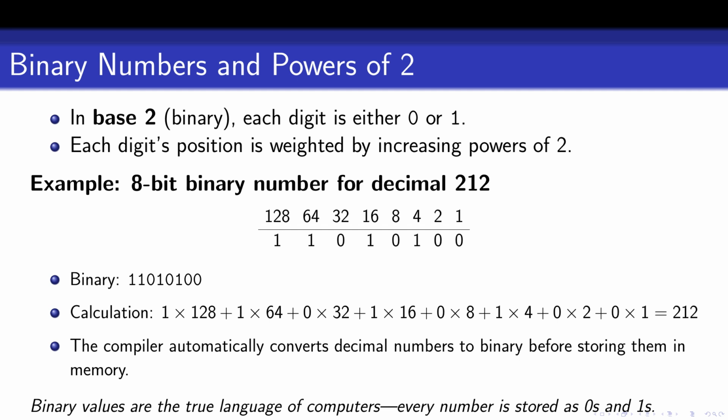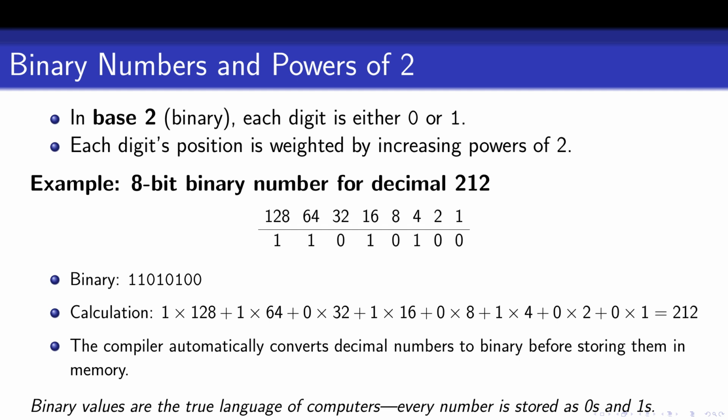In base 2, each digit is a bit that can only be 0 or 1, and each position in a binary number represents a power of 2. Just like in base 10, where each digit represents powers of 10, like 1s, 10s, 100s, in binary you have 1s, 2s, 4s, 8s, and so on. For example, the binary number 1101 represents 1 times 8 plus 1 times 4 plus 0 times 2 plus 1 times 1, which equals 13 in decimal.